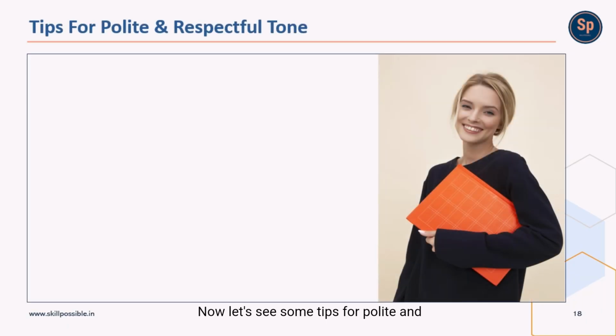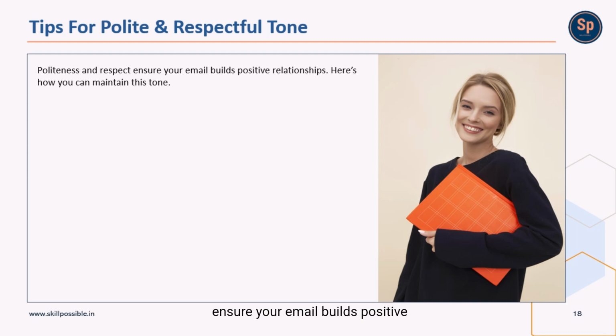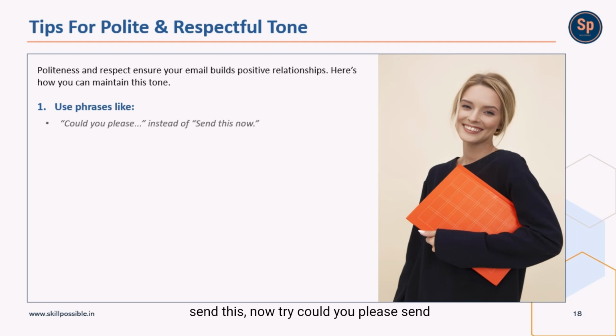Now, let's see some tips for a polite and respectful tone. Politeness and respect ensure your email builds positive relationships. They are the foundation of good email communication. Here's how you can maintain this tone. First, use polite phrases. Instead of saying something like, "Send this now," try, "Could you please send this?" It softens the request and shows consideration.